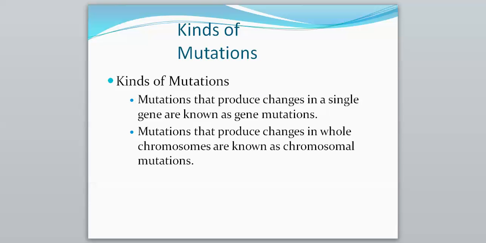And there are some specific kinds of mutations. The mutations that produce changes in a single gene are known as gene mutations. Those are the ones we look at today. And mutations that produce changes in the whole chromosome are known as chromosomal mutations. Obviously, the one that just affects a single gene is going to be less of a problem than the one that affects the entire chromosome.